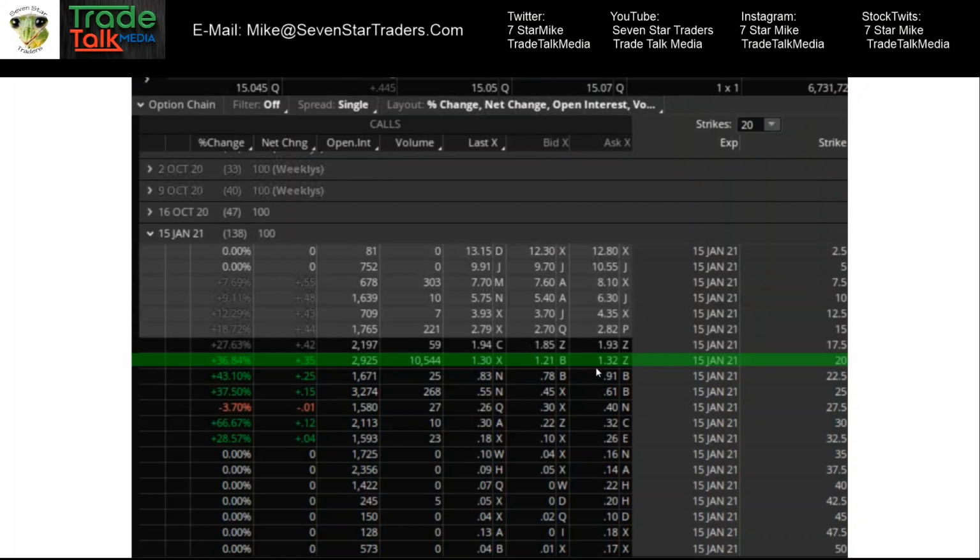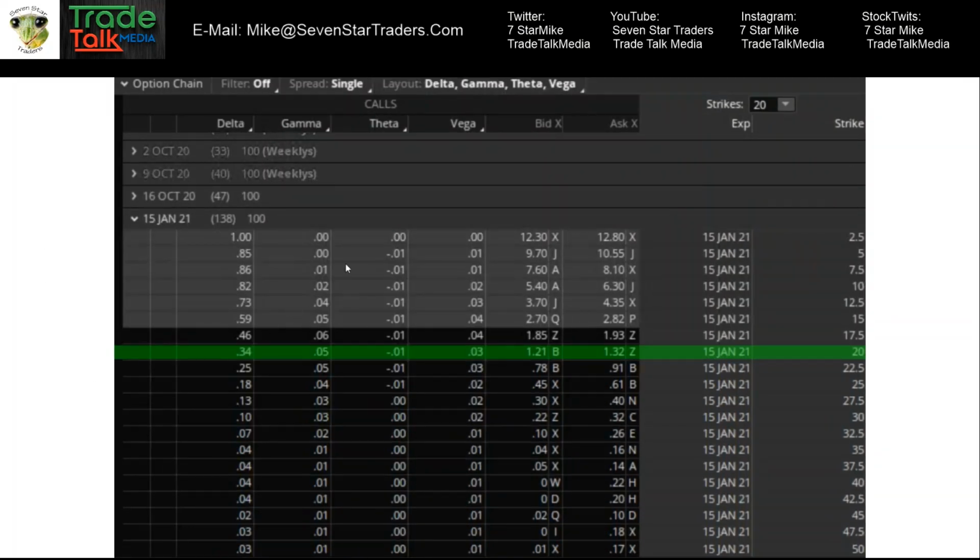But this contract is currently trading at 1.32. Now again, that's Friday, so of course tomorrow at the opening bell, that's going to reprice to whatever it's going to do, whether we open up or down. So that's something to take a look at, but we're at about the $1.30 range for this contract.